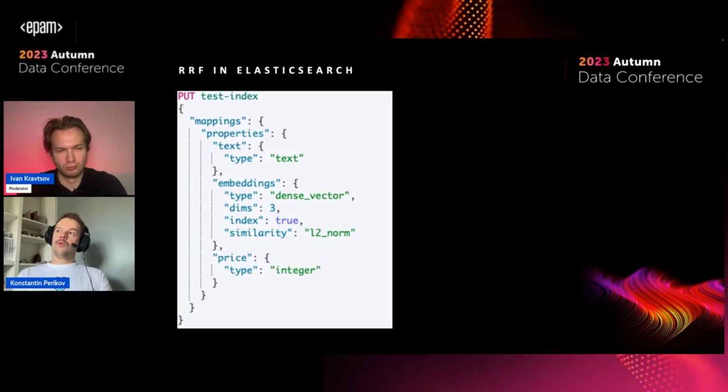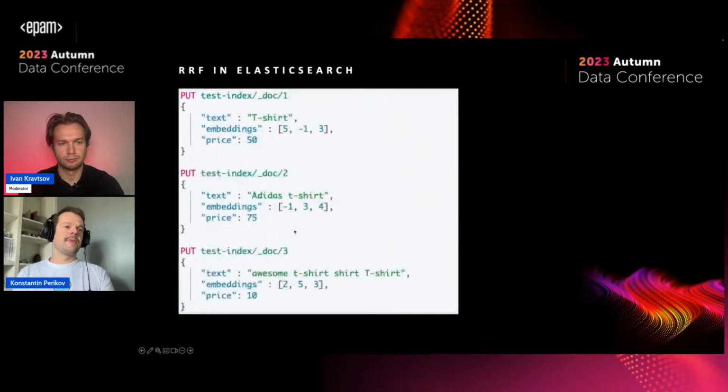Very cool, hybrid engines to be used. So here, looking into Elasticsearch, this is a screenshot of actual queries to the Elasticsearch. I'm using here only a 3-dimension dense vector, just for simplicity. And I've created this index. I've indexed different types of documents, for example, t-shirts, let's say an Adidas t-shirt and an awesome whatever t-shirt, with some fake embeddings, to be honest.